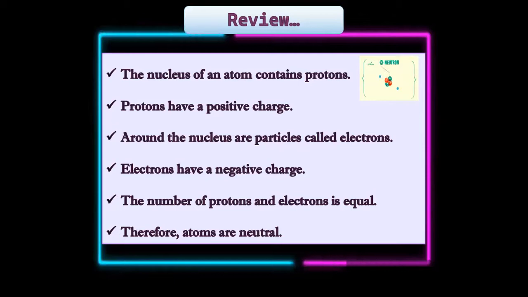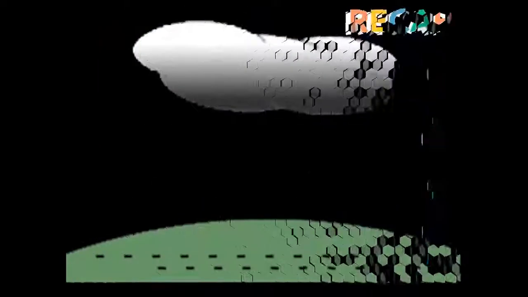Electricity which is not moving is called static electricity. It stays in one place. Static electricity is produced by rubbing materials together.